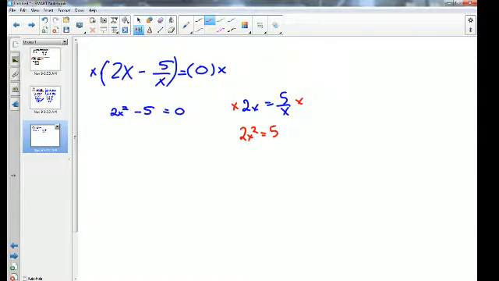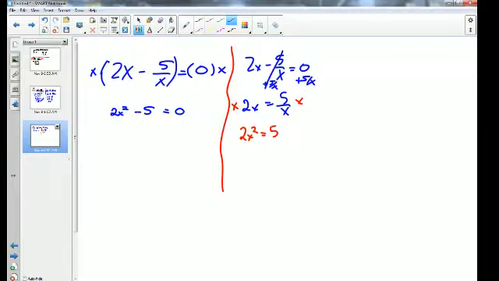Okay, so how do we get to the, oh, we multiply by x. I'm just confused on how you got from. I added 5 over x. Oh, so those cancel out. Yeah. So different methods. Okay? Different methods.